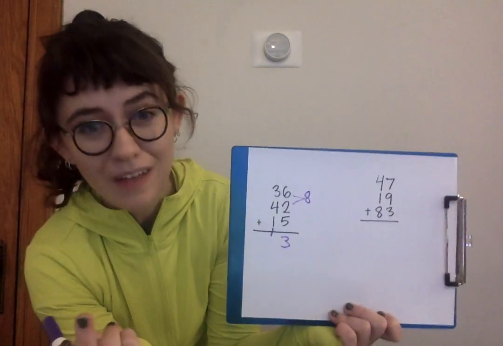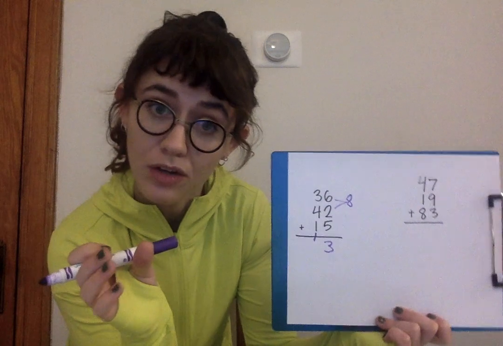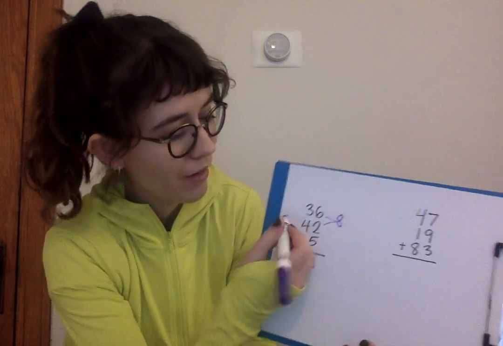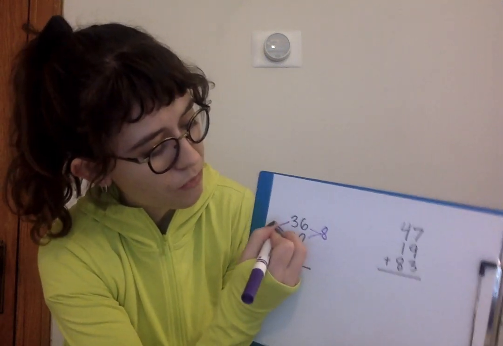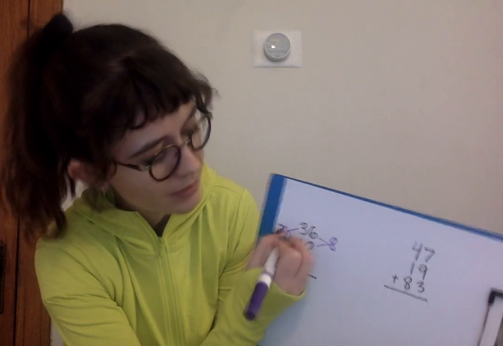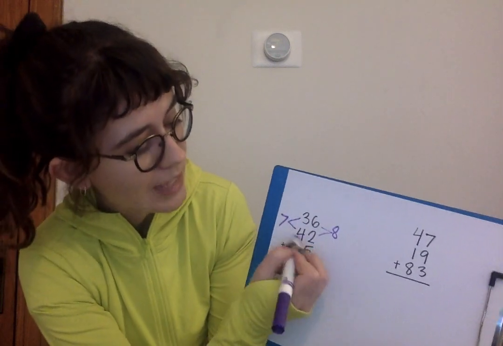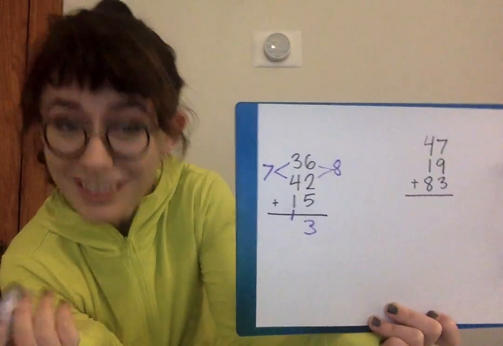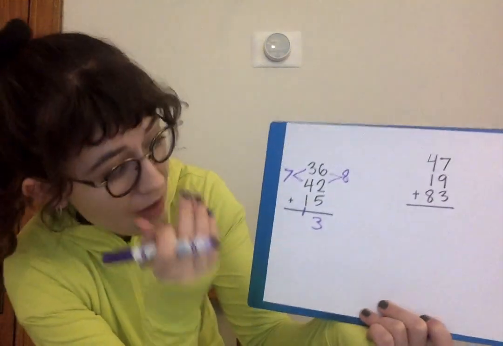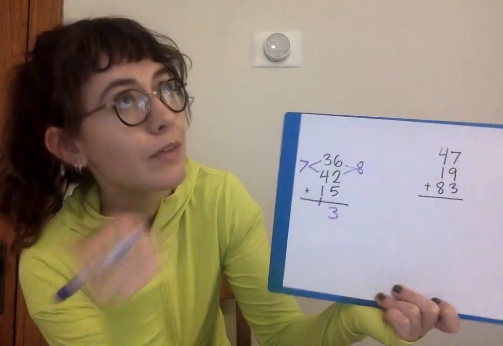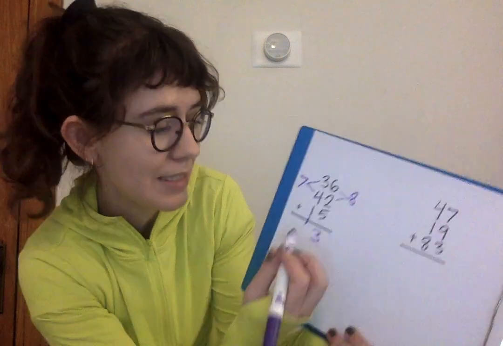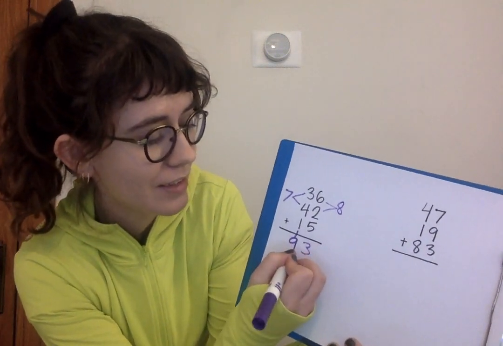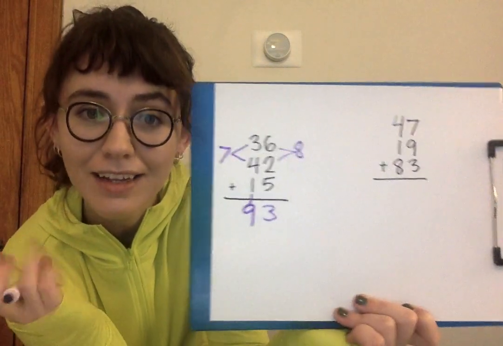Now that seems like a lot to keep in my mind, so I'm just going to make a group to make it a little smaller. 3 10s plus 4 10s, that's 7 10s. All right? So now I have 7 plus 1 plus 1. That's a lot easier to think about. 7 plus 1 is 8, plus 1 more is 9, so I've got 9 10s. So my total is 93.